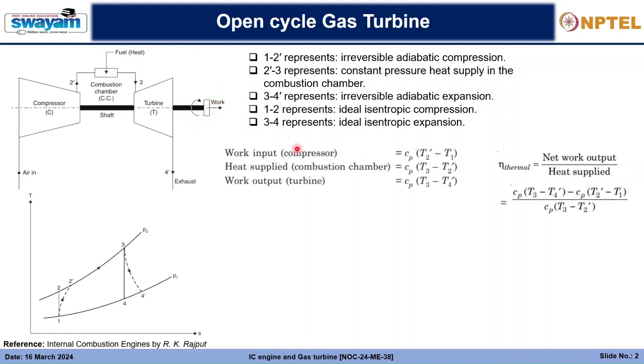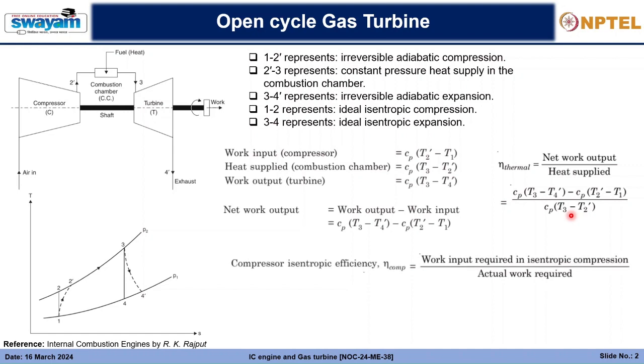Rather, after compensating for the work required by the compressor, we are getting a net work output. So this is the case: Cp(T3 minus T4 dash), that is the work in the turbine, minus Cp(T2 dash minus T1), divided by the heat supply, that is Cp(T3 minus T2 dash). Thus the net work output is the work output minus work input.